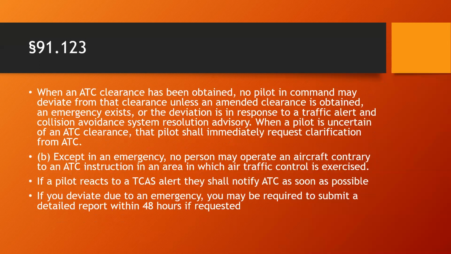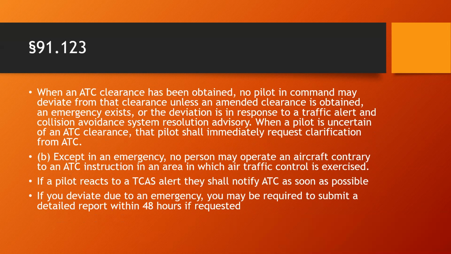All right. I think this will be our last one. 91.123. When an ATC clearance has been obtained, no pilot in command may deviate from that clearance unless an amended clearance is obtained, an emergency exists, or the deviation is in response to a traffic alert and collision avoidance system resolution advisory. When a pilot is uncertain of an ATC clearance, that pilot shall immediately request clarification from ATC.